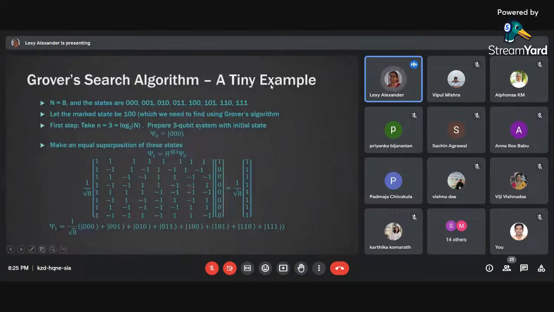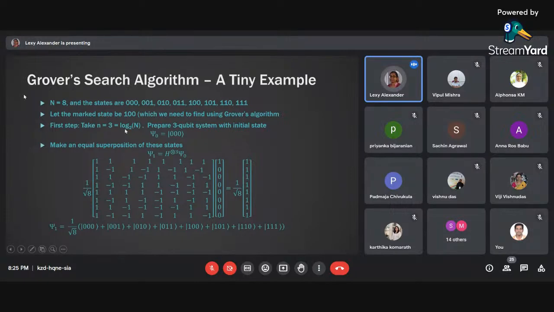Suppose we have N equal to 8 items. So the states are represented in binary representation, 0 to 7, no? So 000, 001, like that up to 111. Suppose your marked state is 100, which we need to identify using Grover's algorithm. We don't know it; it will come as the output of Grover's algorithm. So how is it coming?